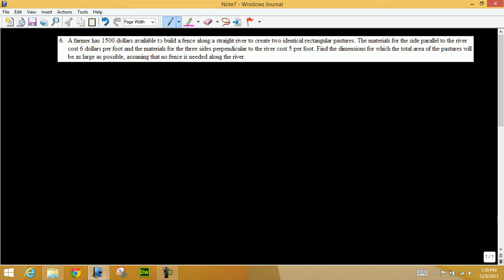So in this case, a farmer has $1,500 available to build a fence along a straight river to create two identical rectangular pastures. So we have, let's say this is the river and rectangular. Okay, let's say this is rectangular. It's not a nice picture, but it's rectangular and two identical.